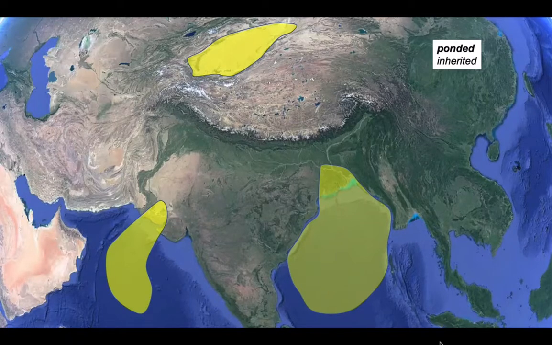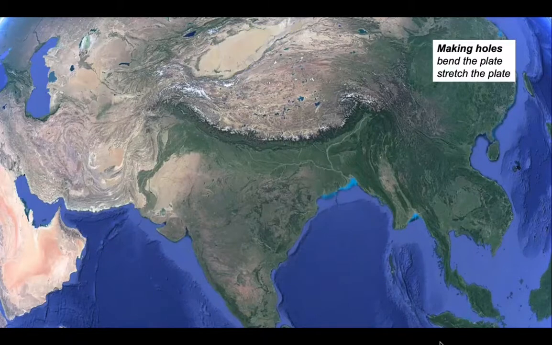But not all the sediment is either ponded in the Tarim or flushed out to the oceans. There are sedimentary basins formed on the continent. So let's look at these processes. The processes of making holes, places to accumulate sediment actively through tectonics. And we'll look at two key processes: bending plates and stretching plates. And we'll start off with the first of these, flexure.